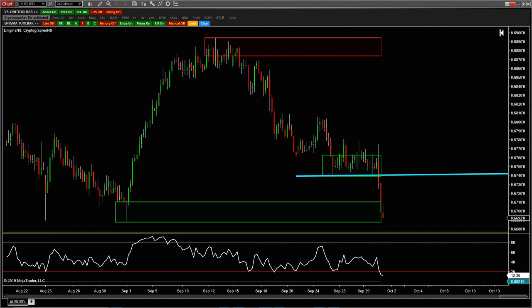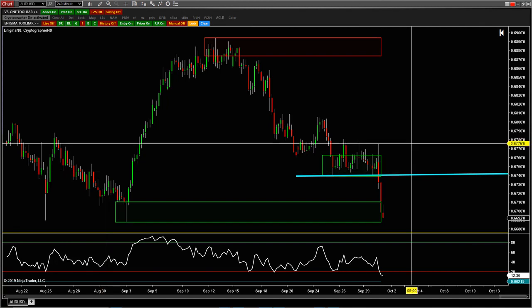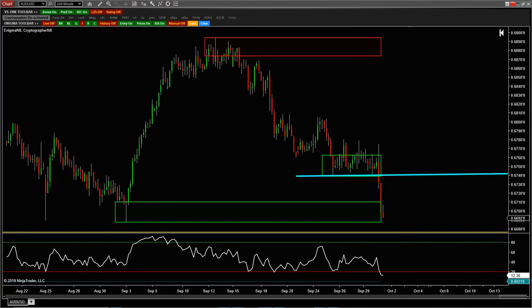Latch says, get rid of this chart. It's painful. Sorry. I've got a lot of pain going on in the market too. Pound dollar. It's a max risk trade.